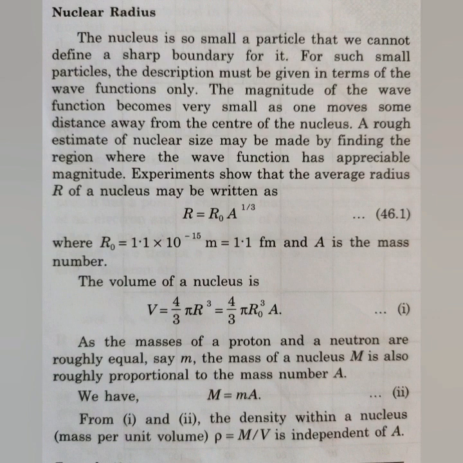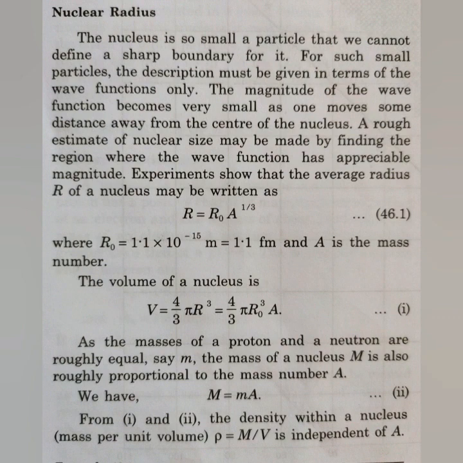R is equal to R0 A to the power 1 by 3, where R0 is 1.1 into 10 to the power minus 15 meter. Here we represent 10 to the power minus 15 meter as fm. So R0 is equal to 1.1 fm, and we all know A is the mass number. When we know the radius of a sphere, we can find its volume. V is equal to 4 by 3 pi r cube. We know the value of R, so we put it here. Then V becomes 4 by 3 pi R0 cube into A.